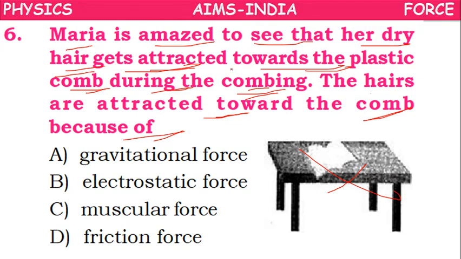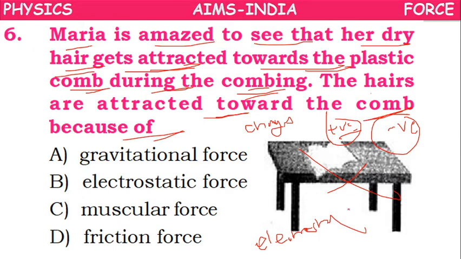While combing, the plastic comb and the hair are rubbing with each other. At that time, both of them will develop charges, plus charge, positive charge, negative charge. Because of the charged bodies, there will be a force called electrostatic force between them. Because of that, they will attract. So option B is the correct answer.